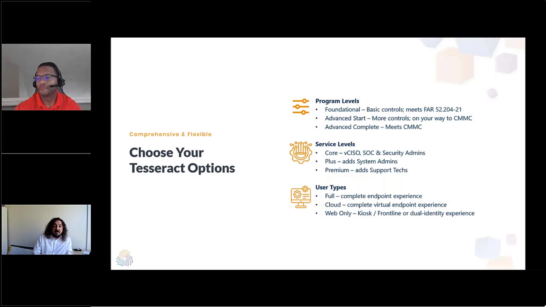Service levels: core is our most basic service level. That's where we're going to provide all of the know-how to be compliant. We're going to provide the security operations to be compliant, and the virtual CISO to help you with your policy generation. Well, really to generate your policies for you based on the business decisions that you make.